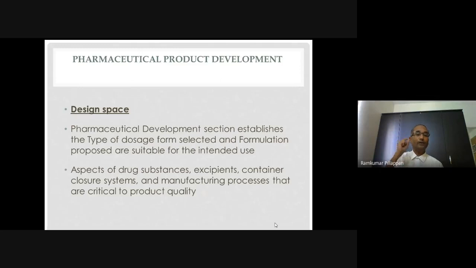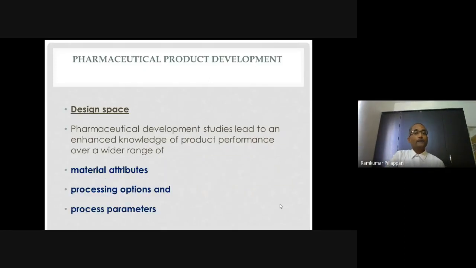Whether it is a formulation or a process, he should know what is critical to ensure quality. So the design space involves material attributes, nothing but excipients: the choice of excipients, what type of excipients, how much percentage of excipients, and the ratio, etc. Processing options means, as I said in the beginning, granulation can be done in many ways. Wet granulation, again in wet granulation, aqueous or non-aqueous, or is it just pure direct compression? So it depends on the type of product you go for.